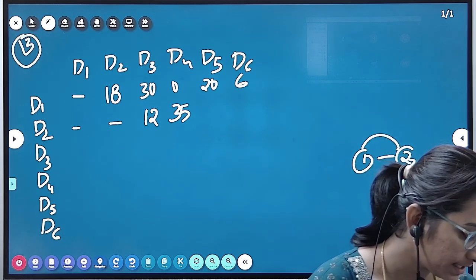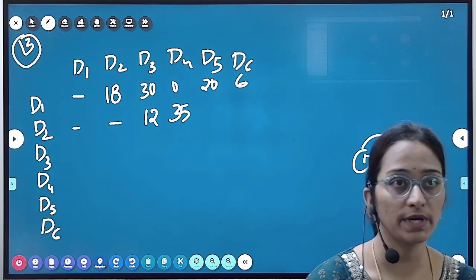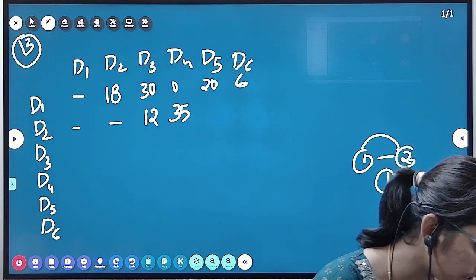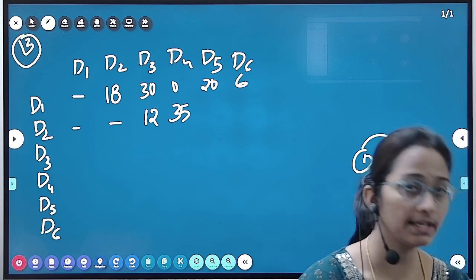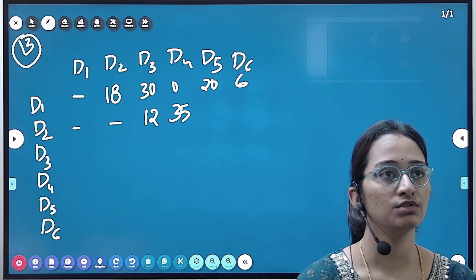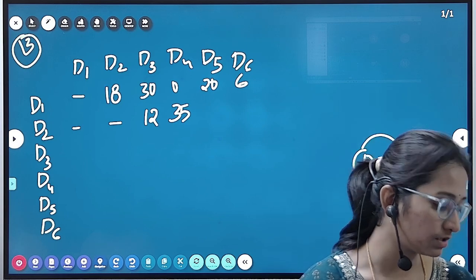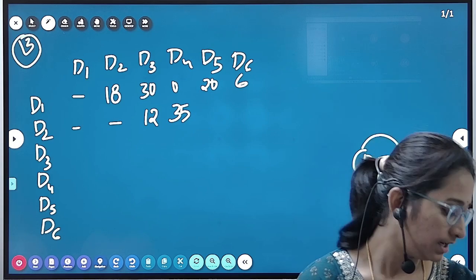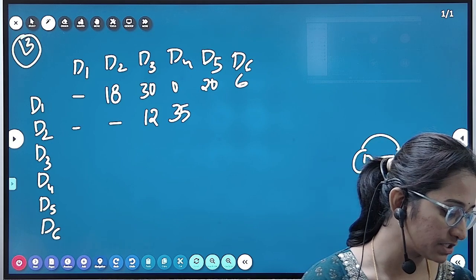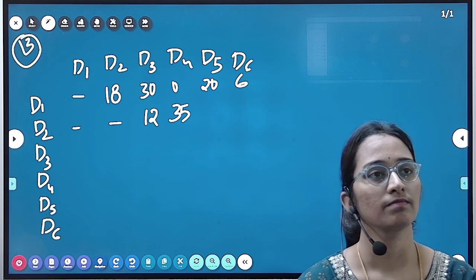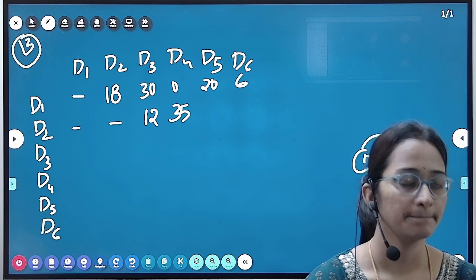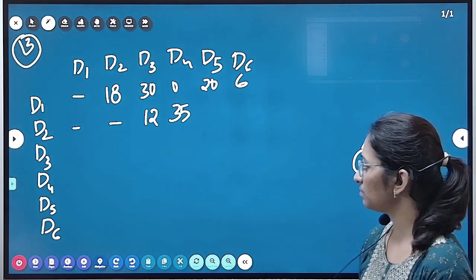Okay. Next, D1 to D3 is 20. And like that, D3 to D1 is 10, so we need to add 20 plus 10, 30. That is the number of patients traveling between D1 and D3. Before that, 18 is the number of patients traveling between D1 and D2. Understood, Manish? Yes, ma'am. So tell me the values now, Manish.